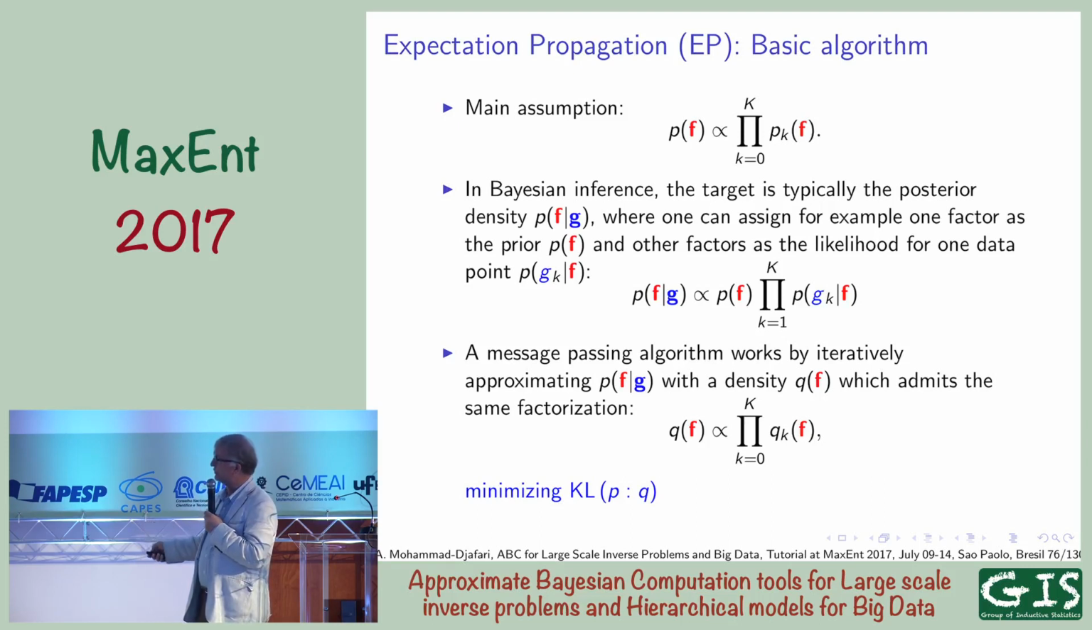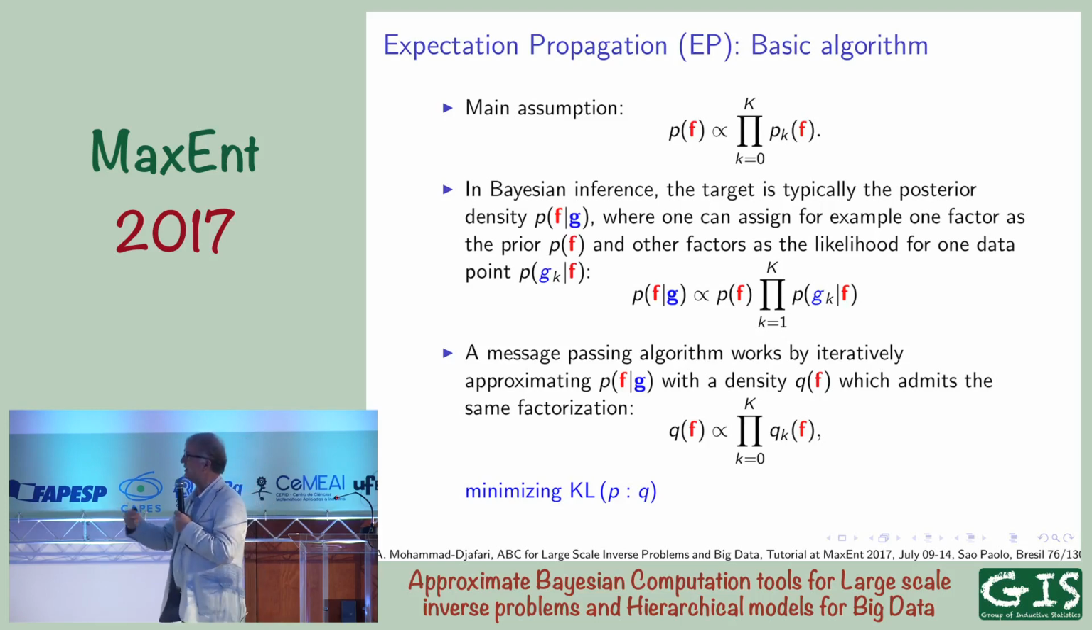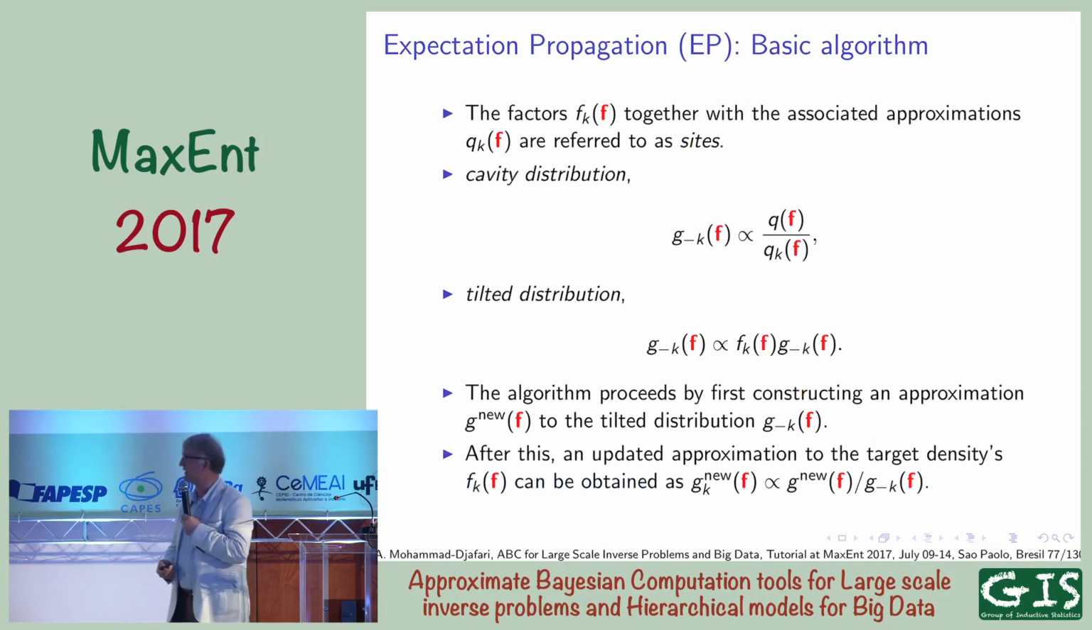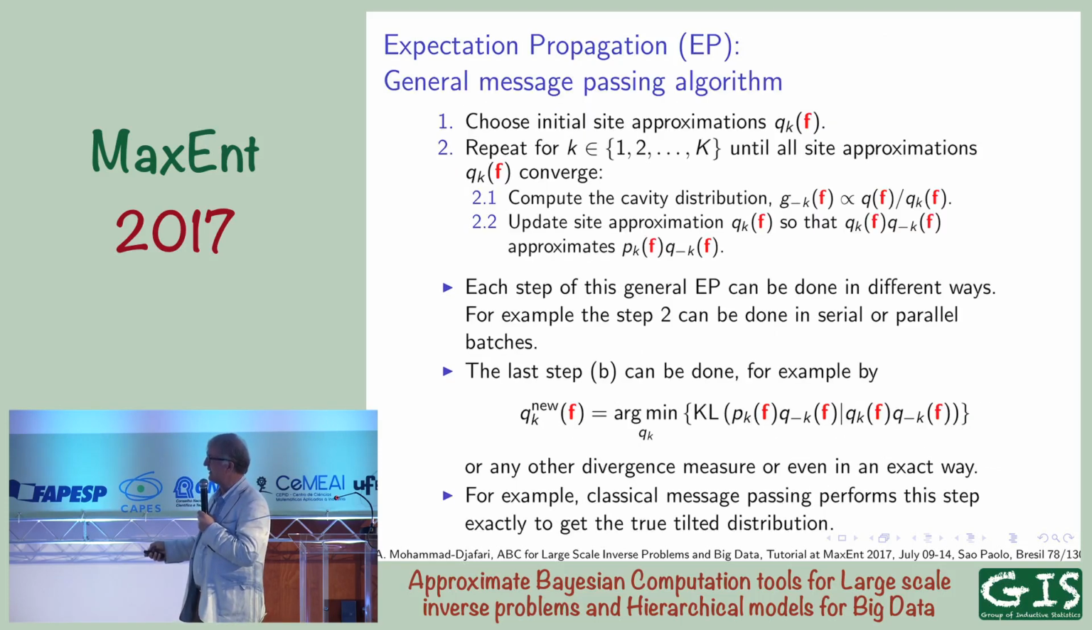Again, let me go through some of the details. The main assumption is that we can write like this. This is the case of the Bayesian, this is the prior, and this is the likelihood. Very often we can write the likelihood of the whole data as the product of the likelihoods corresponding to each subset of the data or each data. Going through these computations and writing the expression of the KL and minimizing it, you will find a few other notations or expressions, for example the tilde distribution.